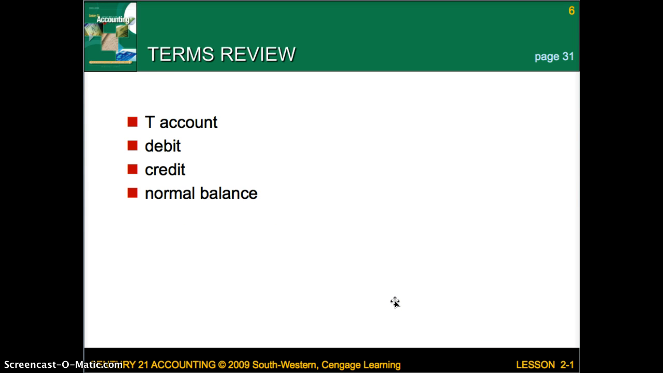Okay, things that you need to know for Section 2.1, sorry, is a T account, debit, credit, and normal balance. Here's a little jingle to help you remember. Debit on the left, credit on the right, debit left, credit right, debit left, credit right. For complete satisfaction, balance all of your transactions.